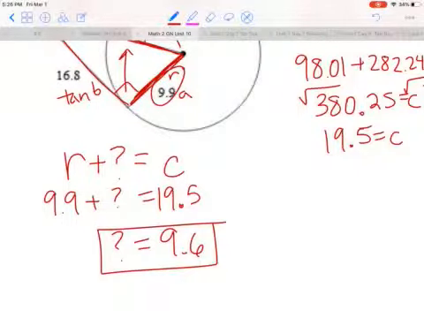And make sure you pay attention on the homework for rounding stuff, but I think most of them are to the 10th. And that's it.